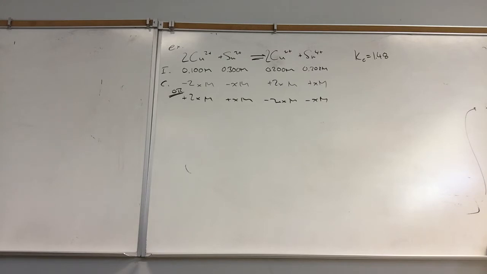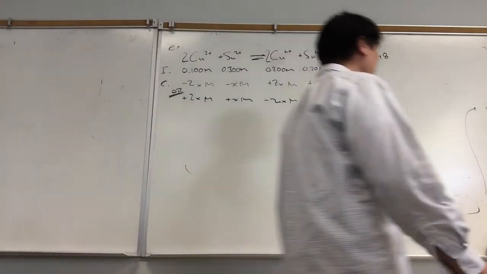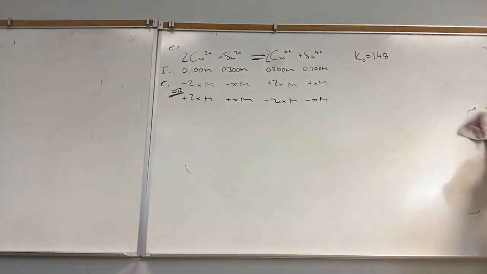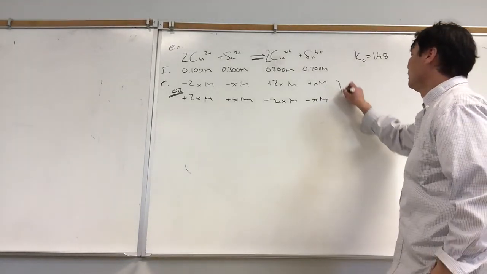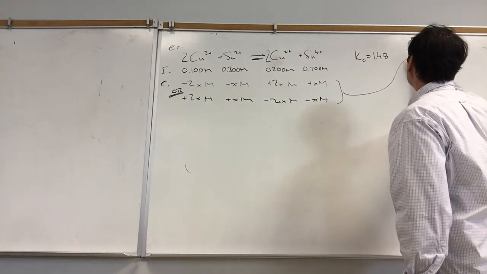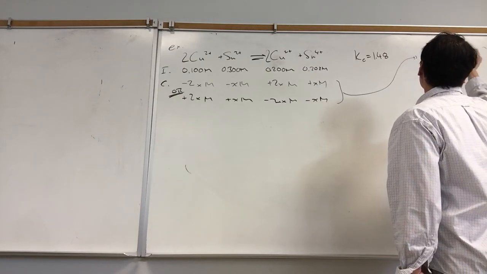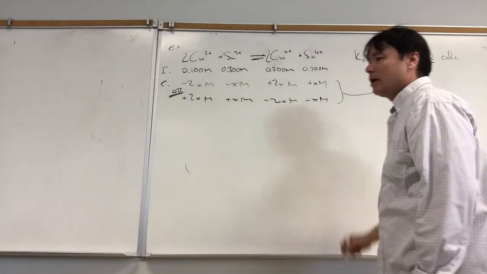And so what should I do in this scenario? Well, if I'm ever uncertain, then the way we figure out which way it will flow, or which direction it will shift, is by doing a Q calc. Q is called the reaction quotient.